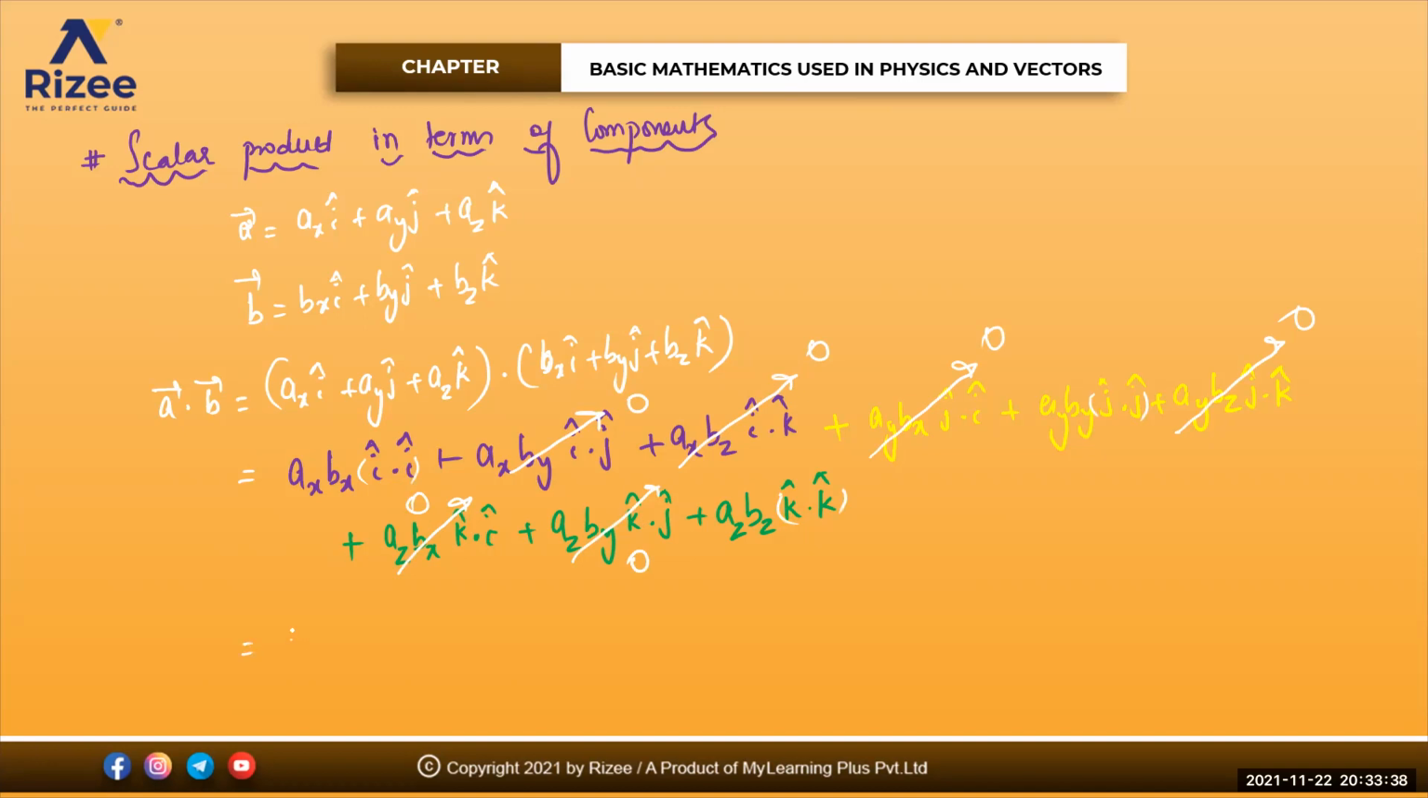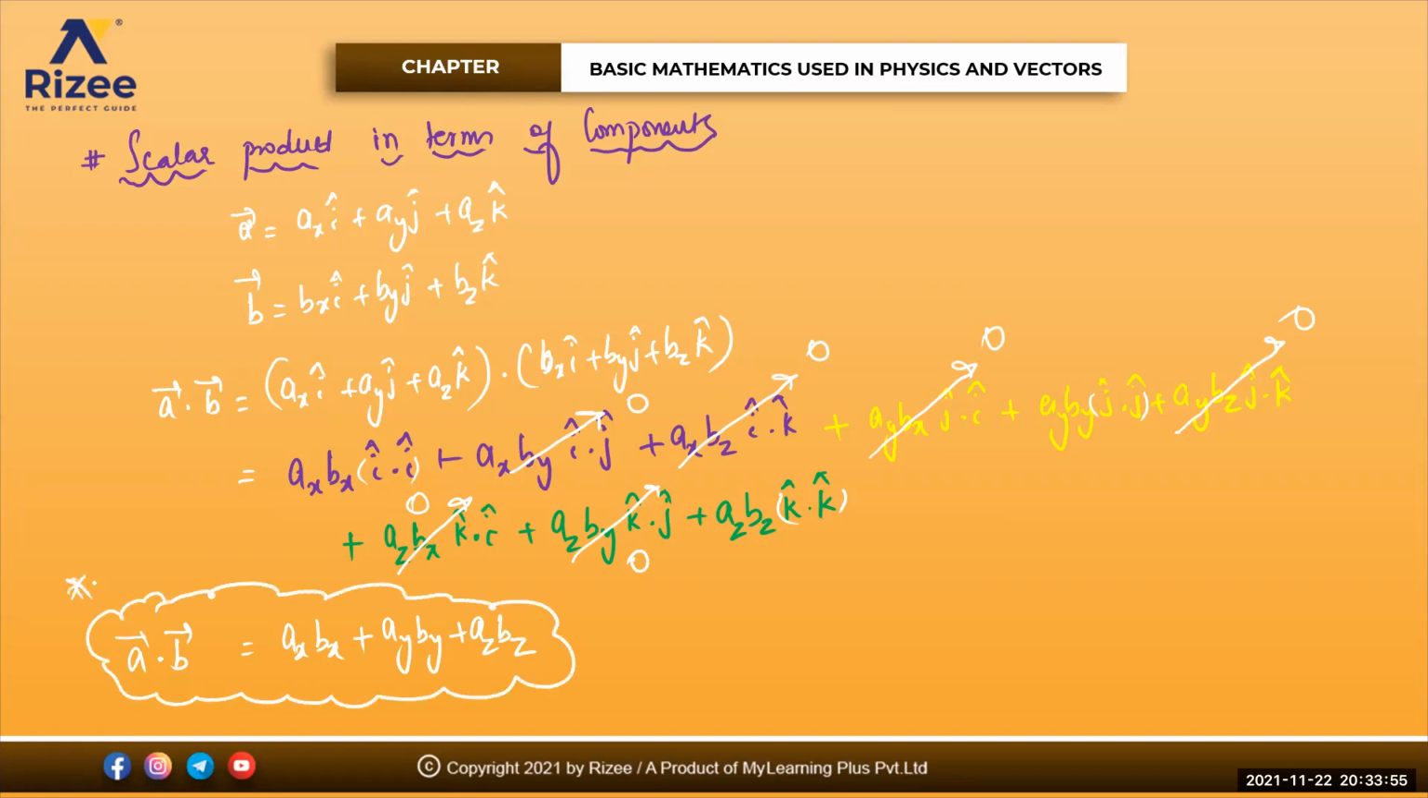That means the ultimate answer will be equal to AX into BX plus the next one is your AY into BY plus AZ into your BZ. So this is your A bar dot B bar in the components. This is the thing you need to remember. The derivation I did only for your understanding. It is of no use for you. Directly remember A bar dot B bar will be equal to multiply AX with BX, multiply AY with BY and multiply AZ with your BZ. That's it. Is it clear with everyone?